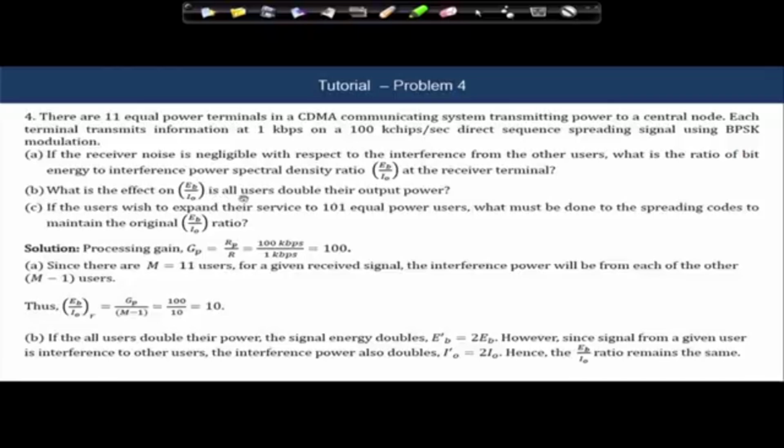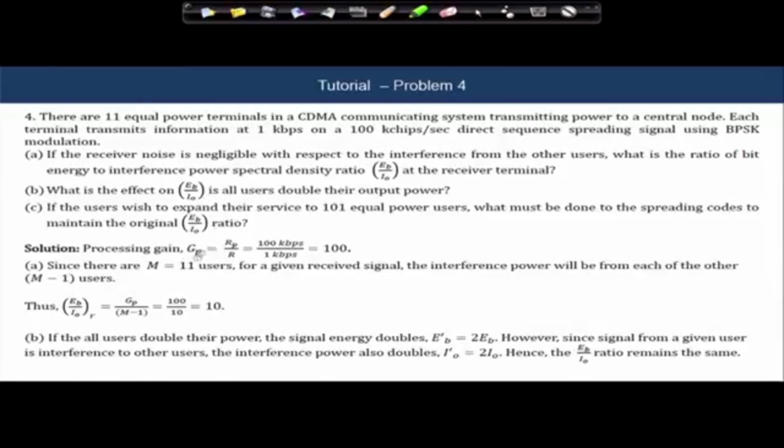Further, what happens if all the users double their output power, and moreover, if the service is to be expanded to a specific number of users, in this case 101 users, then what must be done to the spreading code in order to maintain the EB by I naught ratio.